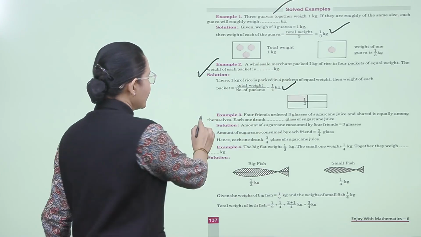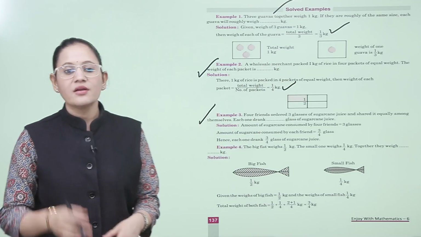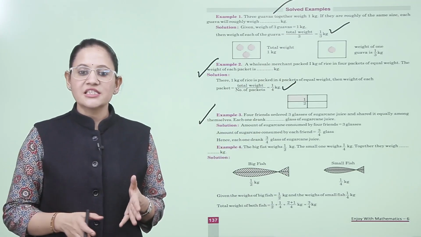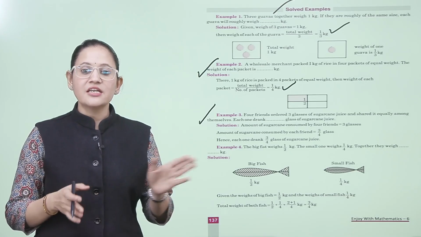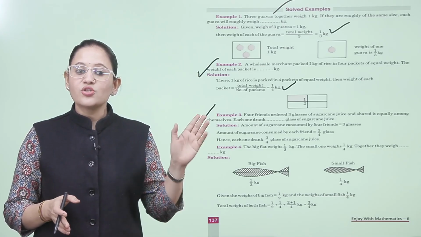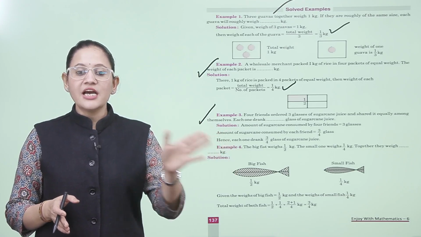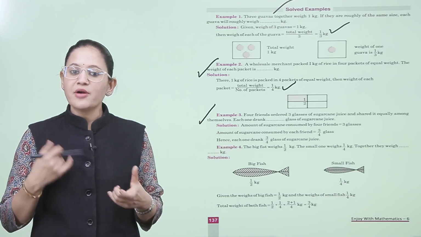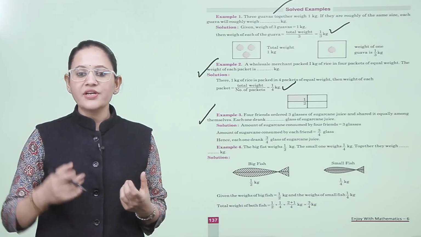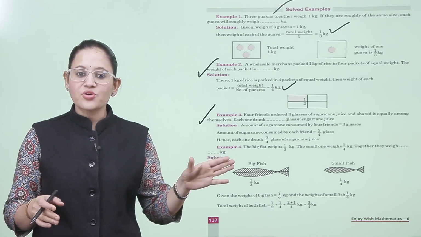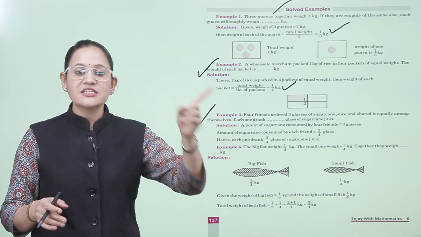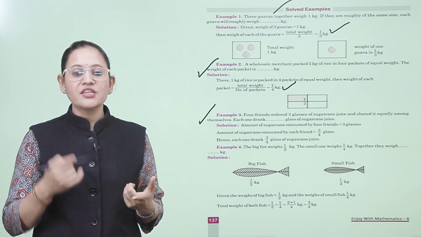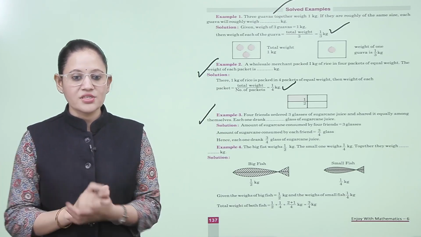Clear? Next example. 4 friends ordered 3 glasses of sugarcane juice and shared it equally among themselves. So one drank dash glass of sugarcane juice. The amount of sugarcane juice consumed by the 4 friends is 3 glasses. The amount consumed by each is 3 by 4. So each drank 3 by 4 glass of sugarcane juice.